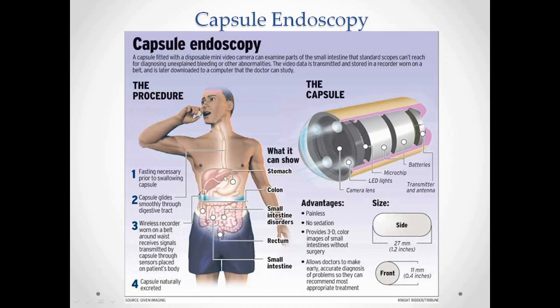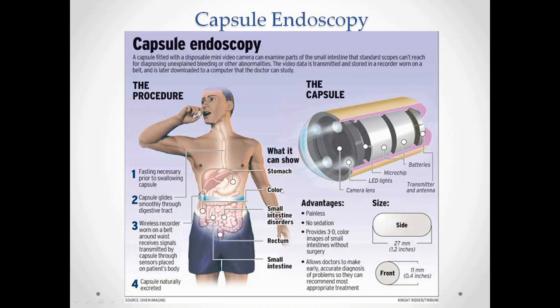The capsule will slide smoothly through your digestive tract. The third step is a belt which I'll be given prior to swallowing. It will be around my waist. What happens is that when the capsule with the camera goes along the digestive tract till the intestine, all the signals that are transmitted will be received by the receiver which is placed around my waist. After the final process, the capsule will be naturally excreted outside.